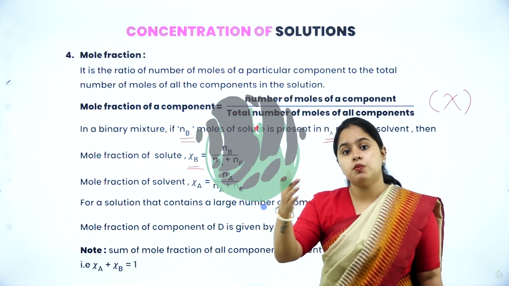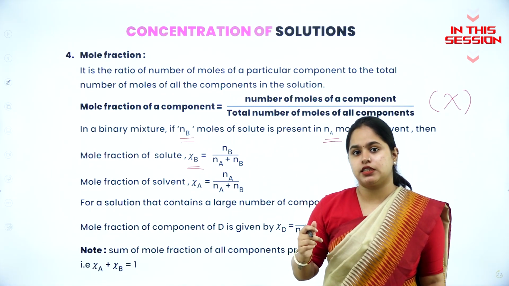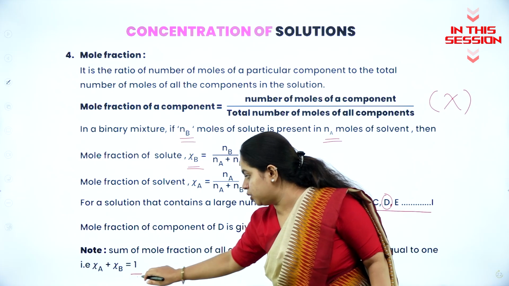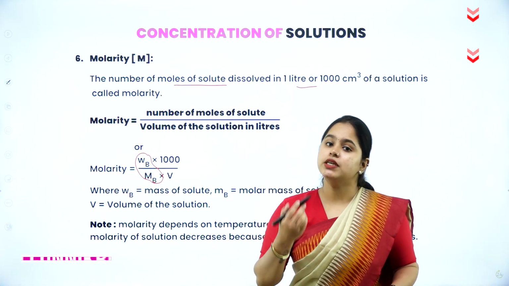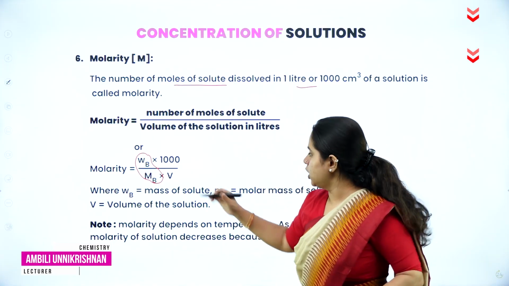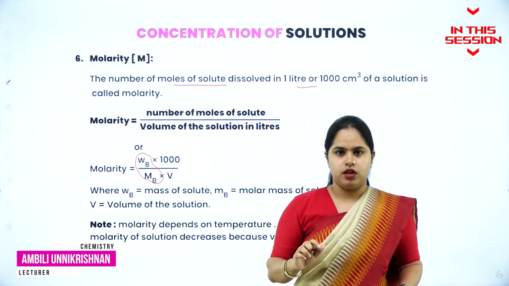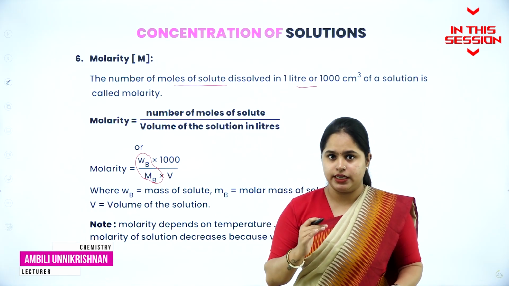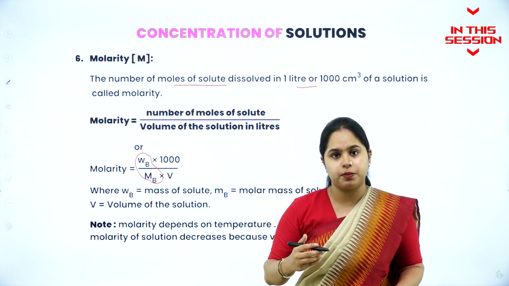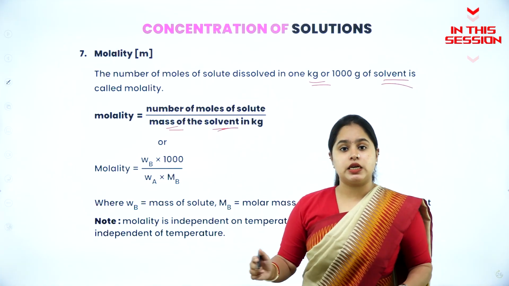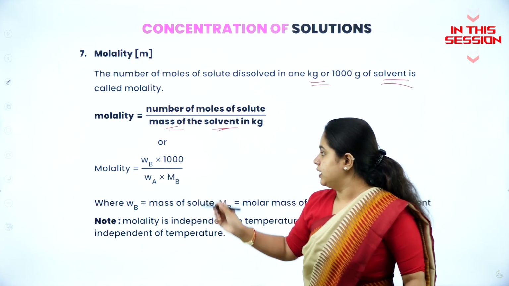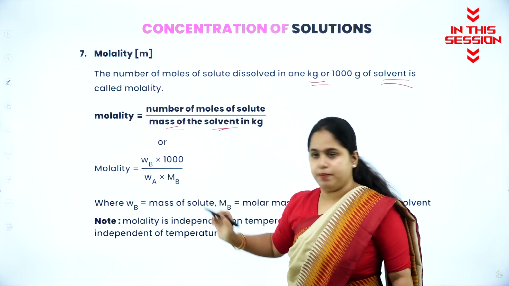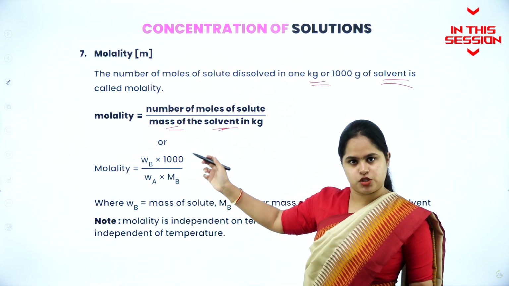What will be the sum of mole fraction of all the components in the solution? It will be equal to 1. So if the volume is present in liters, then you need not use this 1000. And if the volume is given in milliliters, what you have to do? You have to multiply it by 1000, right? So how can I write the equation like we have written in molarity? Yes, it will be WB by MB, that is number of moles of the solute, right?